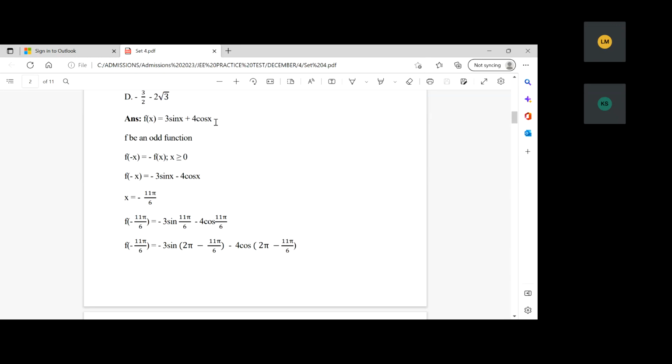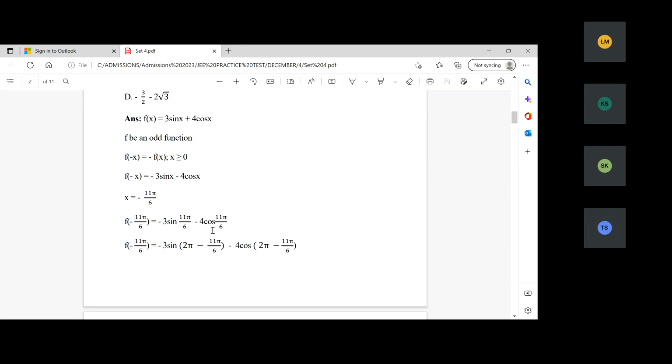The condition given in the question is x is greater than or equal to 0. So what will be f of minus x? It is minus 3 sin x minus 4 cos x. And what is the x value that is given? It's minus 11 pi by 6. So substituting for x, f of minus 11 pi by 6 is equal to minus 3 sin 11 pi by 6 minus 4 cos 11 pi by 6.